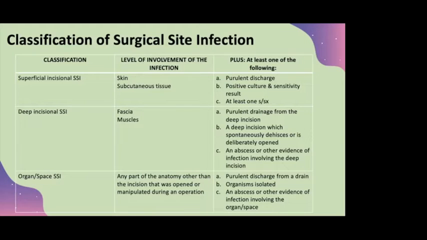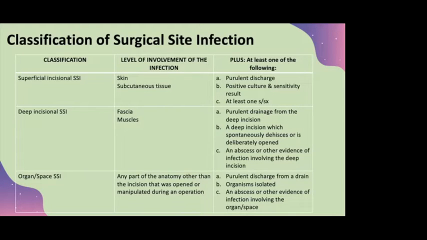One is a purulent drainage from the deep incision but not from the organ or space component of the surgical site. Two, a deep incision which spontaneously dehisces or is deliberately opened by a surgeon when the patient has at least one of the following signs and symptoms: fever of greater than 38 degrees Celsius, localized pain, or tenderness unless the incision is culture negative. Three is an abscess or other evidence of infection involving the deep incision being found on direct examination during the operation or by histopathologic or radiologic examination.